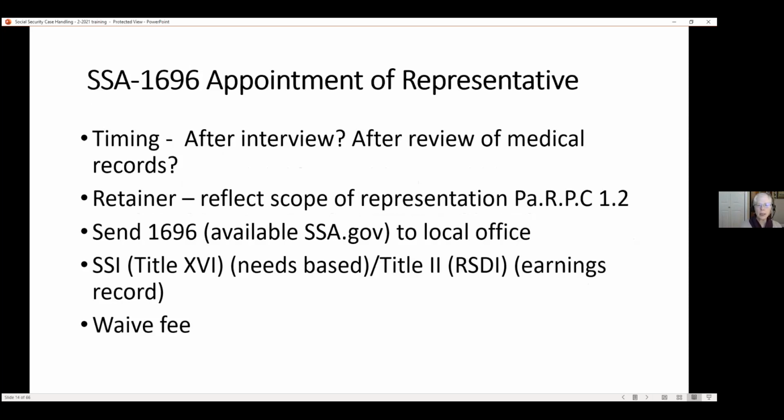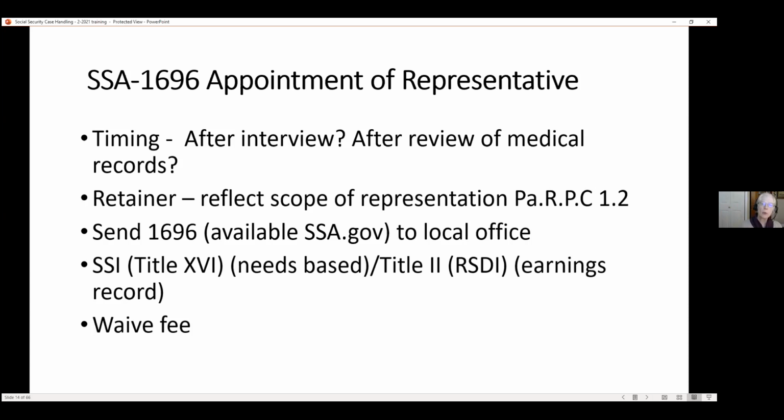So here's the 1696. One question is, should you send it in right after the interview or after you review the medical records? If you're going to send it in after the interview because you're so convinced by the information you have at the interview, then great. And then you have to stay in and not withdraw, like we talked about.